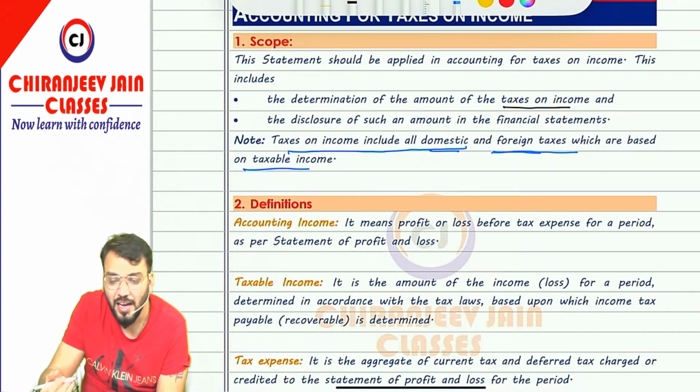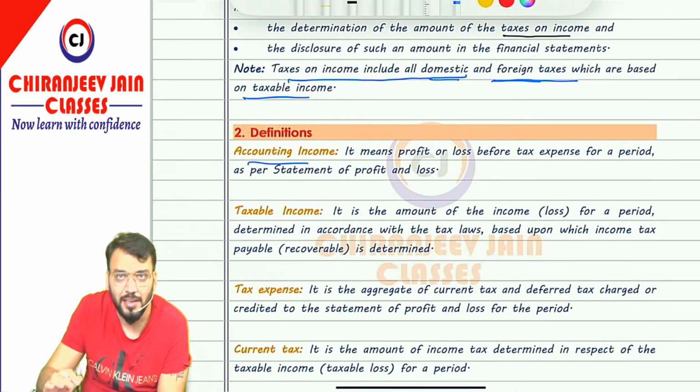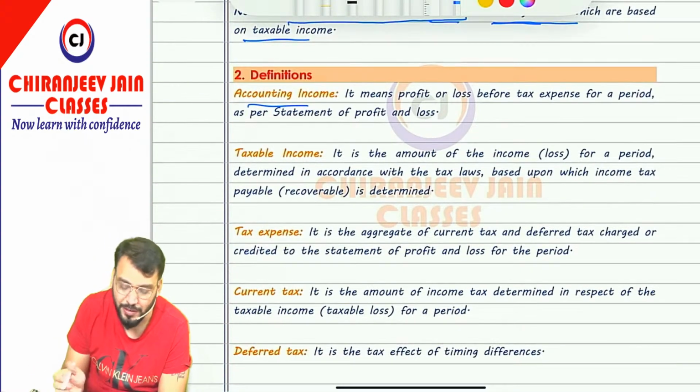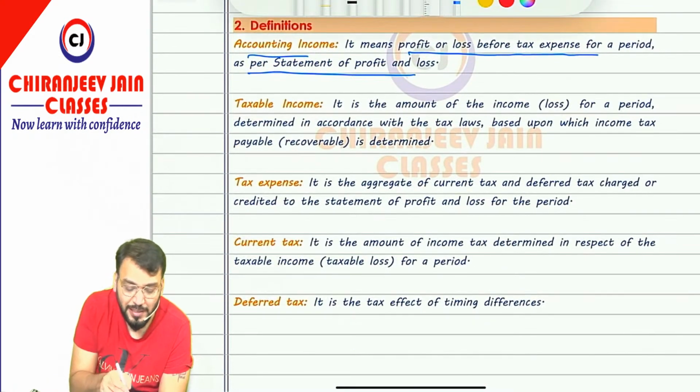Now before I start the chapter, we should know some accounting terms as per AS 22. So first is, what is accounting income? Accounting income means, in simple words, it is profit before tax as per SOPL. So whenever we prepare statement of profit and loss, in that we calculate profit before tax, so that profit before tax is accounting income. So it means profit or loss before tax expense for a period as per statement of profit and loss.